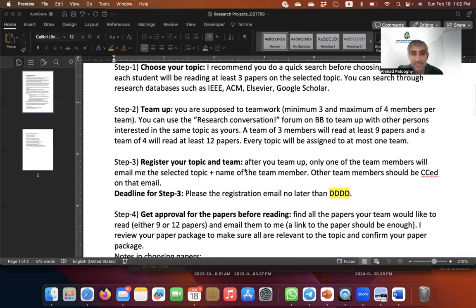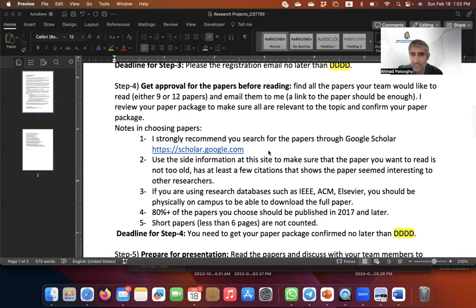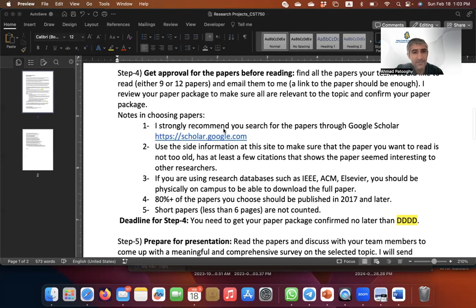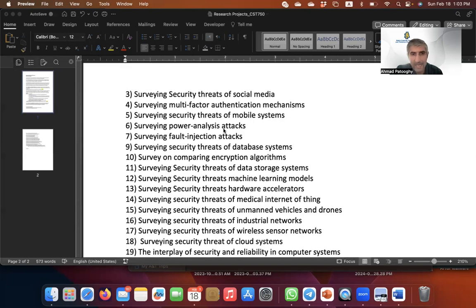So like I said, I'll give you details about every different thing. For example, how to search for papers, what papers are acceptable and what are not. But like I said, this is an activity that I want you to pursue in this course, because it's a graduate level course, and I want you to get more into research in the security topics. And there are a number of topics I've already chosen, but I may add or remove a few.